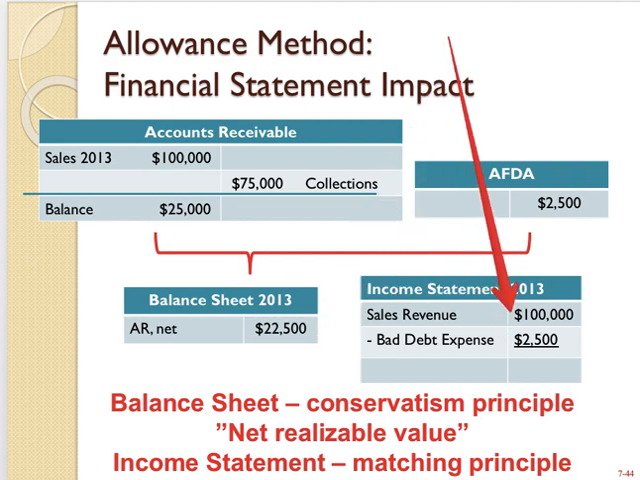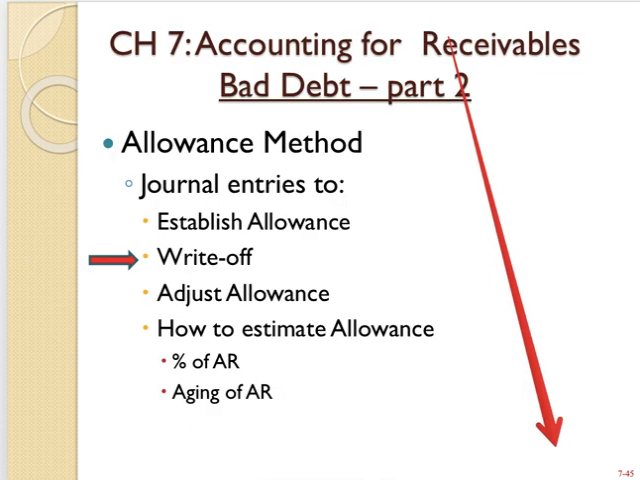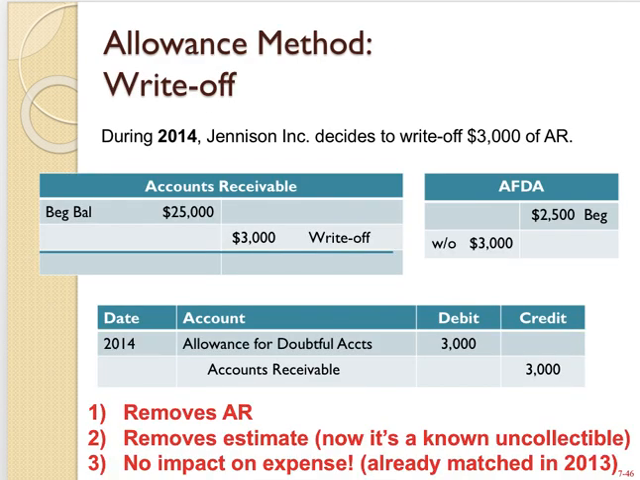And as you see, we're matching the revenue with the related expenses all in the same period, all in 2013, because this is our 2013 income statement. So our income statement follows the matching principle. Okay. The next entry we're going to learn about is writing off. So once we actually do decide that some of this is uncollectible, we're going to give up on it, what does that entry look like? So our problem says during 2014, okay, now we're in the next year, Jennison Inc. decides to write off $3,000 of accounts receivable.